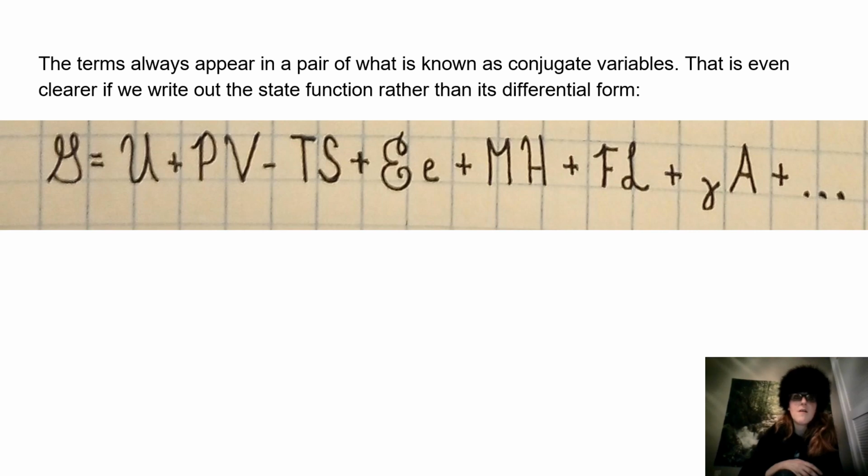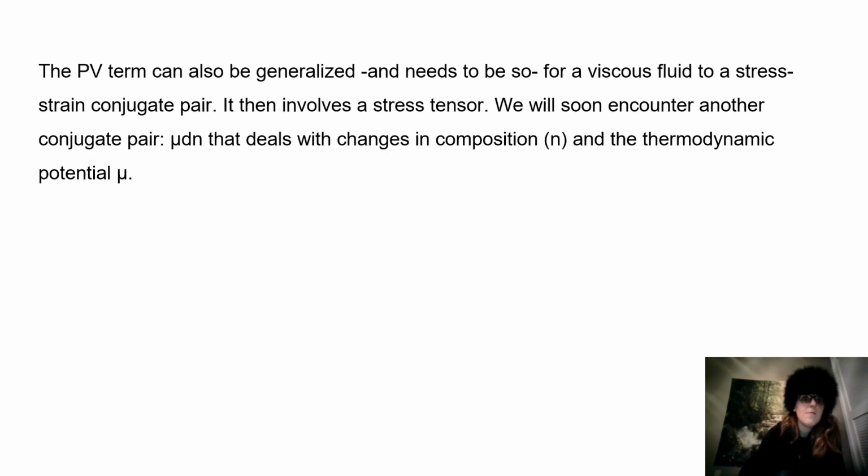That is even clearer if we write out the state function rather than its differential form. G equals U plus PV minus TS plus epsilon E plus MH plus FL plus gamma A plus etc. The PV term can also be generalized, and needs to be so for a viscous fluid, to a stress-strain conjugate pair. It then involves a stress tensor. We will soon encounter another conjugate pair, mu dN, that deals with changes in composition N and the thermodynamic potential mu.